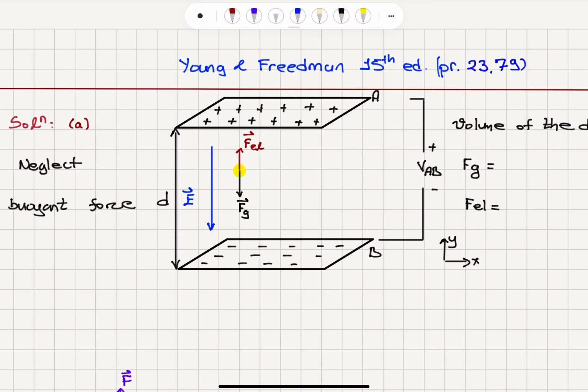Now we have these two parallel plates, plate A and plate B. There's a potential difference, VA with respect to B, VAB. So here's the oil droplet. The oil droplet is under the influence of the gravitational force Fg pointing down. Because the electric field is pointing down, the electric force it will feel for it to remain at rest has to be pointing up. As you can see here, and d is the distance between the two parallel plates.